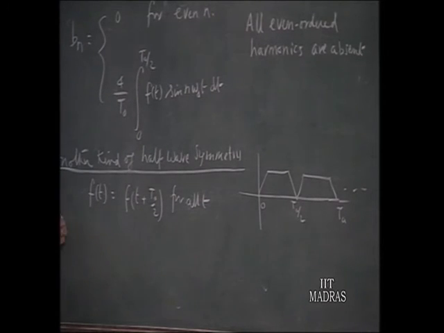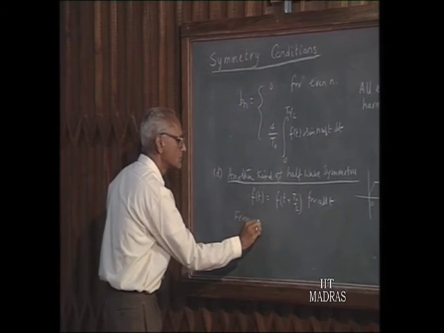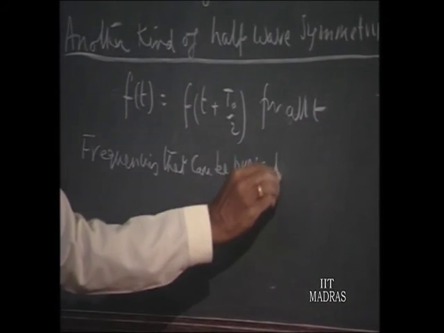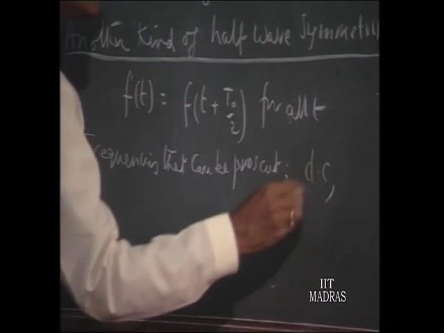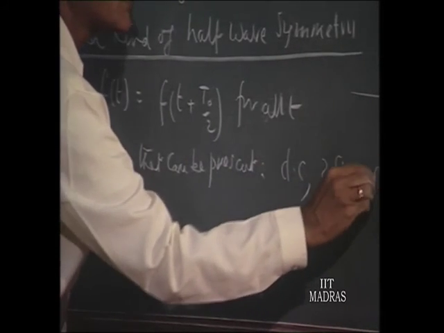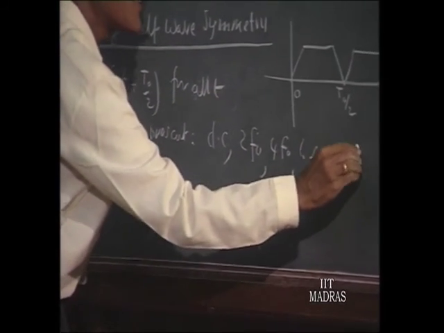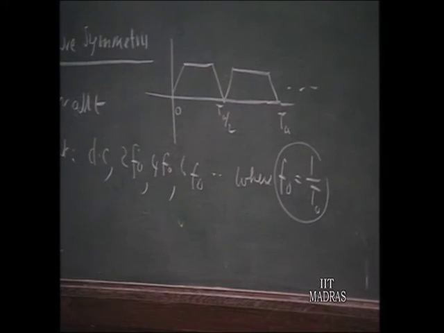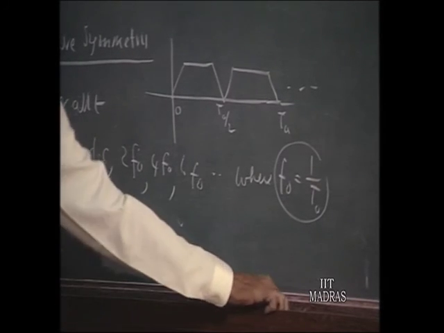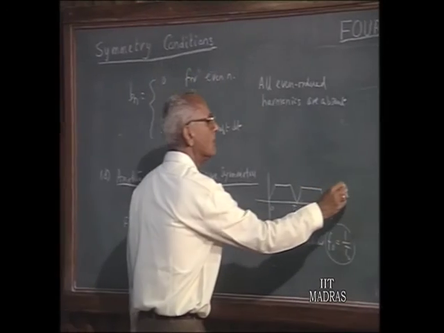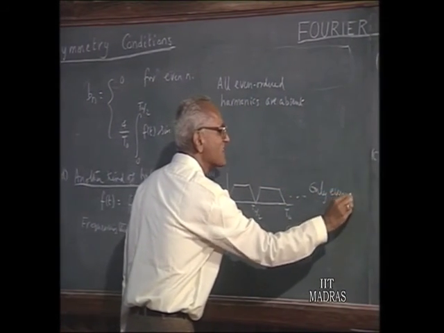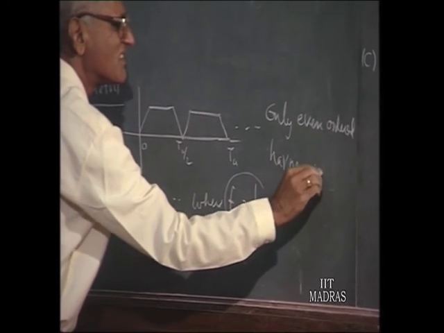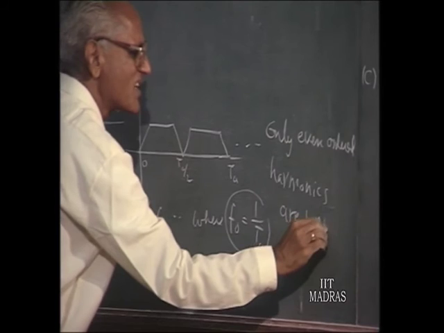So consequently the frequencies that can be present are, of course DC, 2 f naught, 4 f naught, 6 f naught, etc., where f naught is 1 over t naught. So here you have only even ordered harmonics present. All odd harmonics are absent.